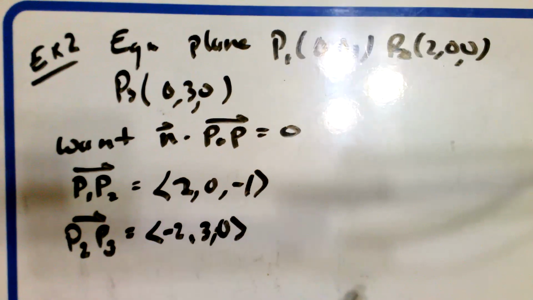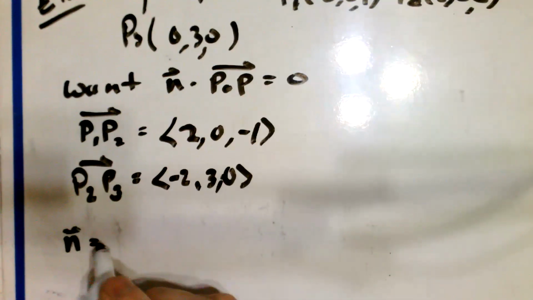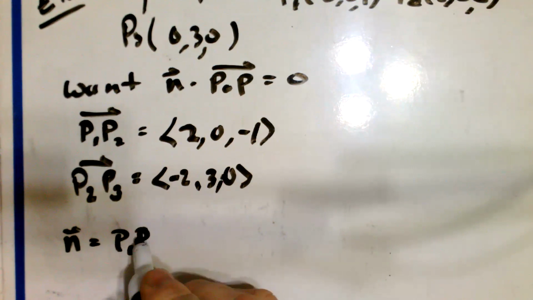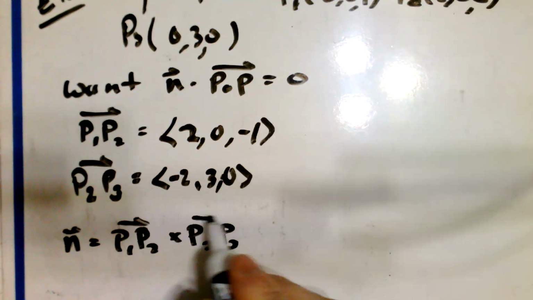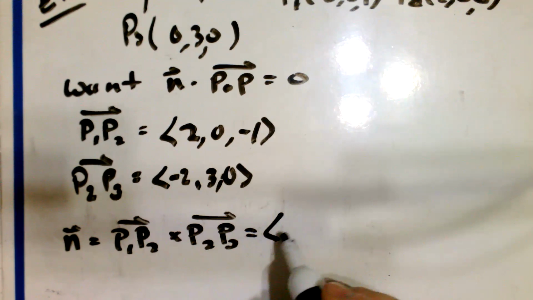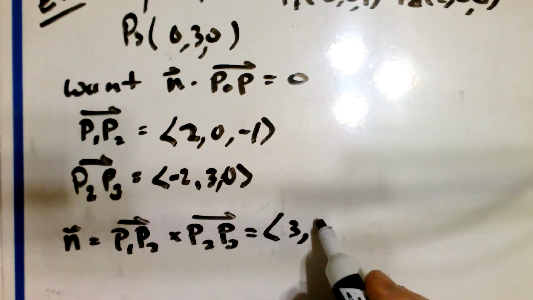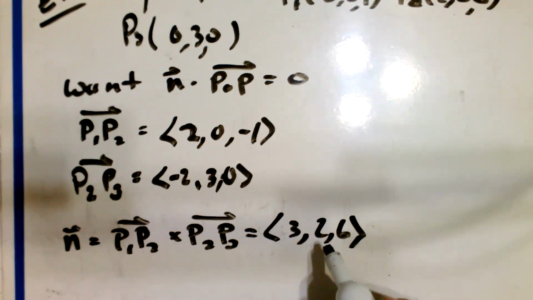Okay. And so if I compute the normal, which is going to equal P1P2 cross P2P3, this cross product yields (3, 2, 6). Okay, so that's the normal that we need.